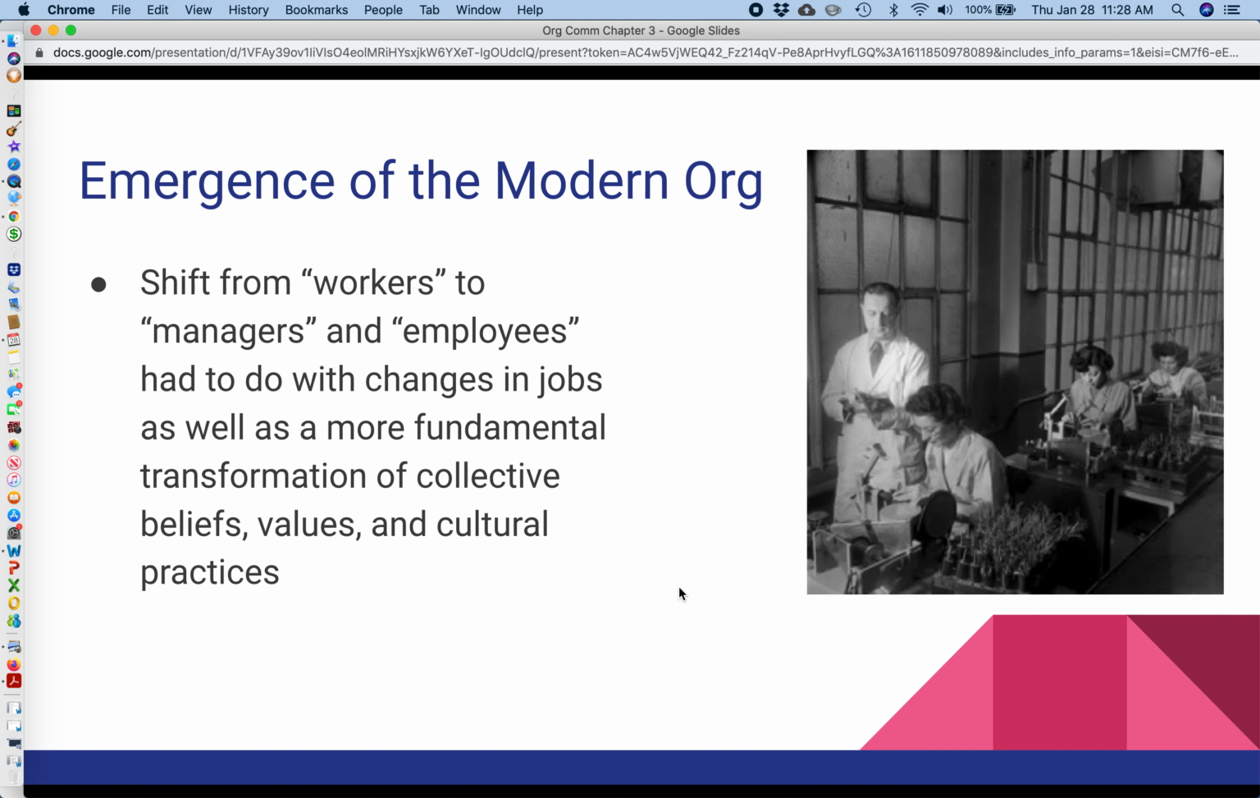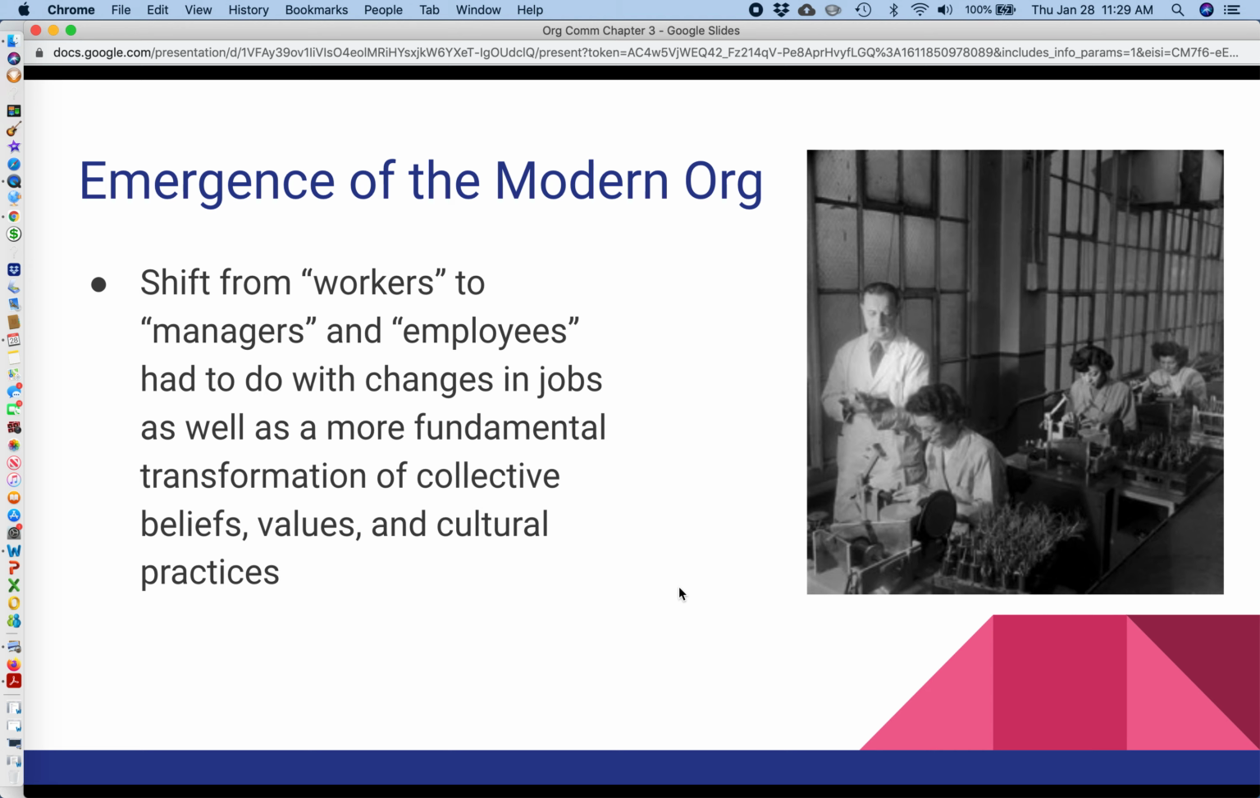So what we see then is that this shift from workers to managers and employees, the idea that you're not just a worker working for yourself, but you're an employee who works with or for a manager, has to do with changes in jobs, as well as a more fundamental transformation in collective beliefs, values, and cultural practices.